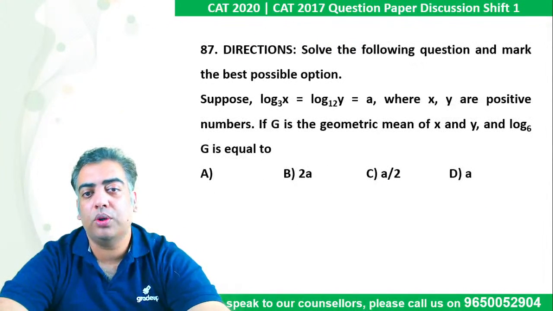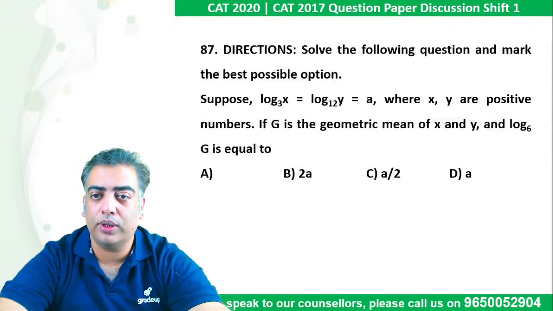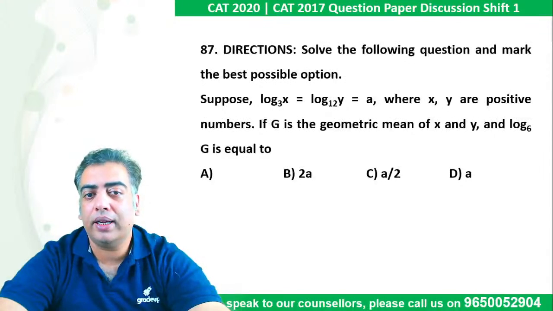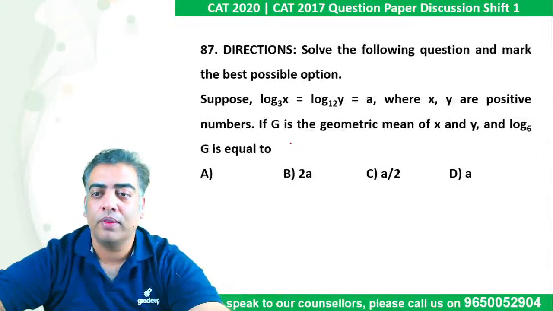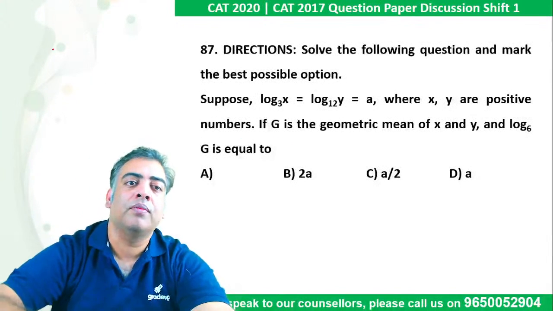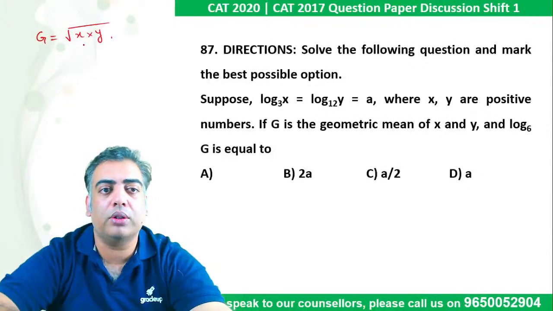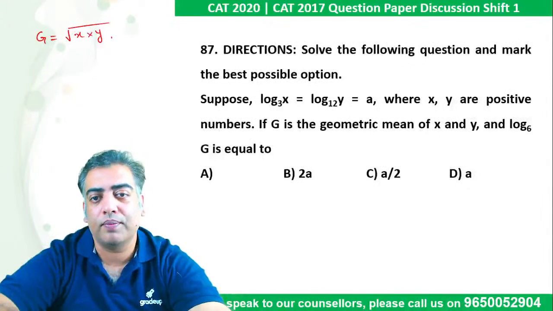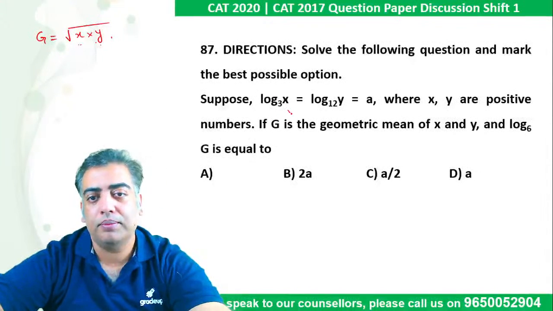Here it says, suppose log x to the base 3 equal log y to the base 12 equal a, where x and y are positive numbers. If g is the geometric mean of x and y, then log g to the base 6 is equivalent to. So if g is the geometric mean of x and y, it means g equals product of x and y to the square root. So we are required value of x and y in terms of a, because all answer options are in terms of a.